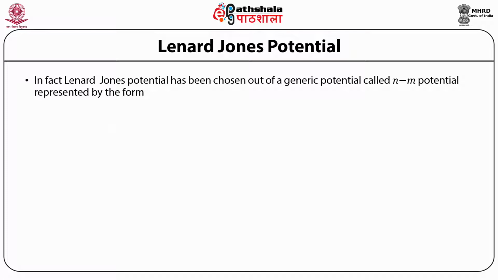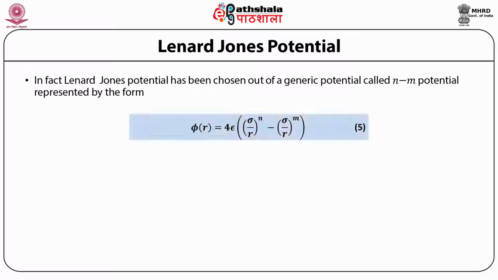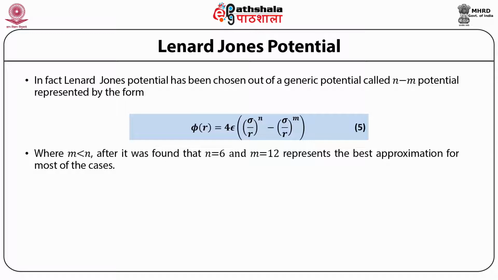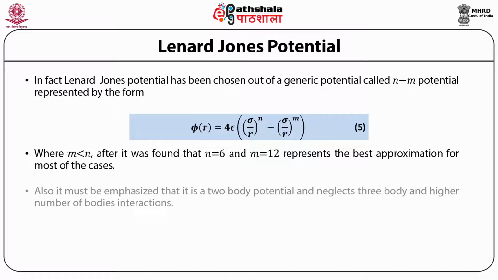In fact, the Lennard-Jones potential has been chosen out of a generic potential called the n-m potential, represented by the form phi(r) equal to 4 epsilon multiplied by sigma upon r raised to power n minus sigma upon r raised to power m, where m is less than n. It was found that n equal to 12 and m equal to 6 represents the best approximation for most of the cases. Also, it must be emphasized that it is a two-body potential and neglects three-body and higher-body interactions.